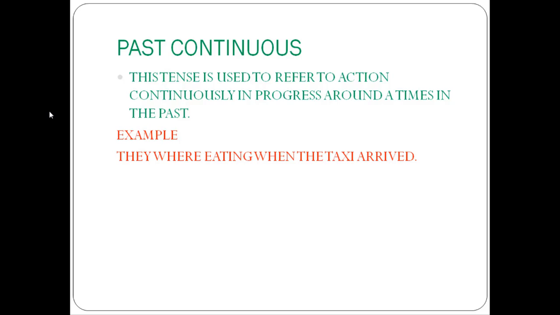Past continuous tense is used to refer to an action continuously in progress around a time in the past. For example, they were waiting when the taxi arrived.